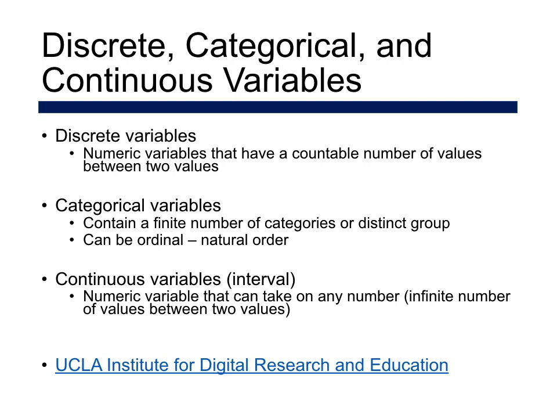So how your variables are defined, whether they're discrete, categorical, or continuous, will help determine the type of statistical test you'll use when analyzing your data. Discrete variables are numeric variables that have a countable number of values between 2 points. They can be represented by whole numbers, say 1, 2, 3.